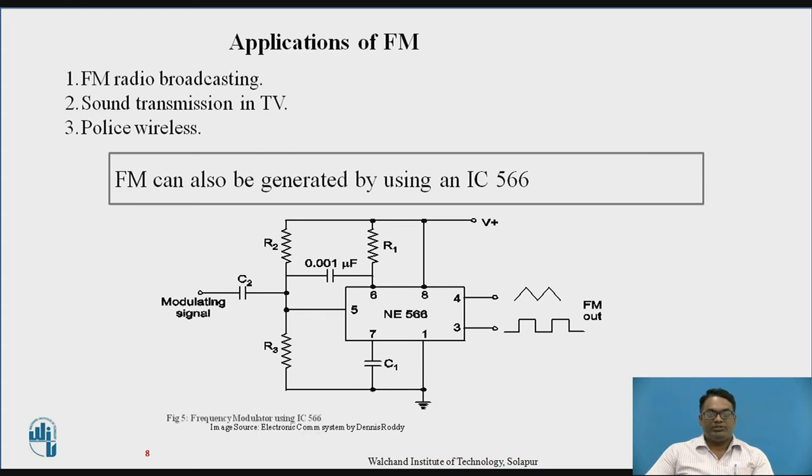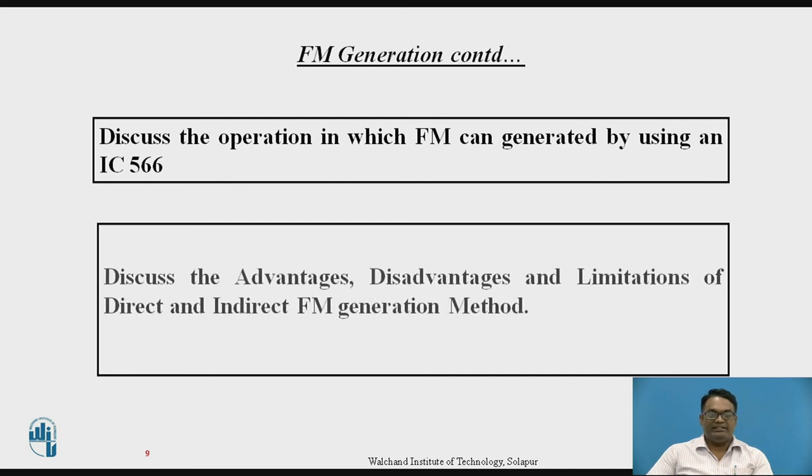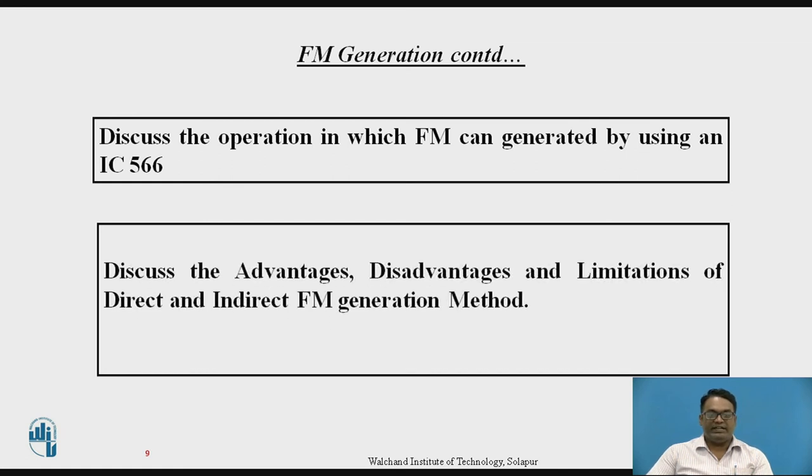You have to tell the operation of FM, that is, discuss the operation in which FM can be generated by using IC566. For this you can refer to the previous slide. And next, you have to discuss the advantages, disadvantages and limitations of the direct and indirect FM generation methods.